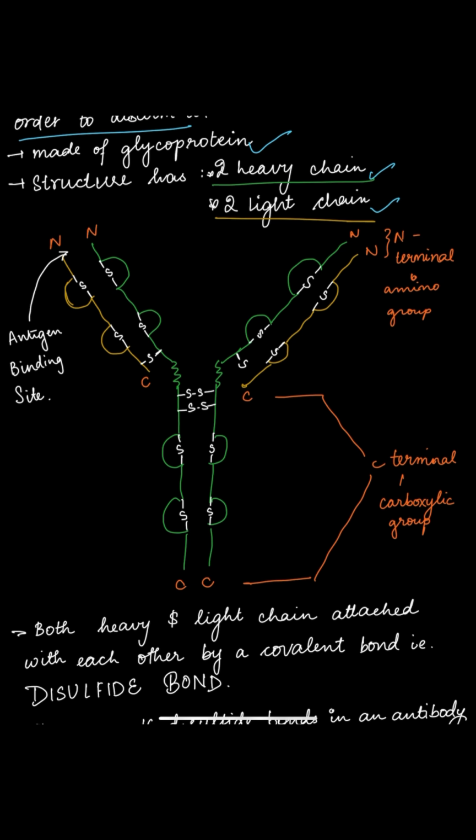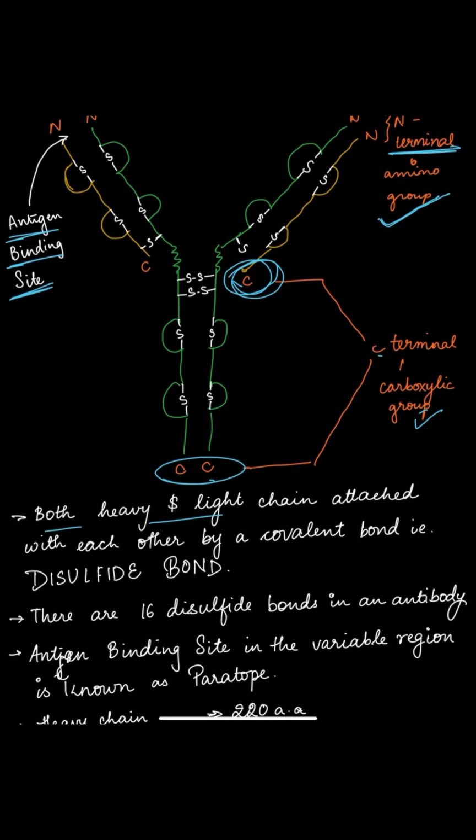The antibody structure has one N terminal and a C terminal. Both the chains, heavy chain and light chain, have both terminals, that is, one N terminal and the other C terminal. The N terminal has an amino group as its functional group, and the C terminal has a carboxylic group. The N terminal has the antigen binding site.